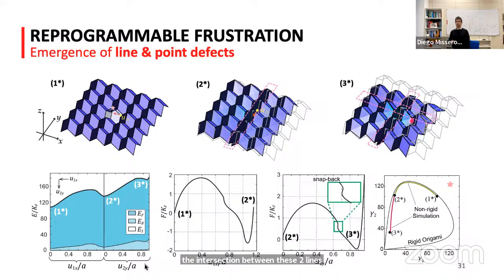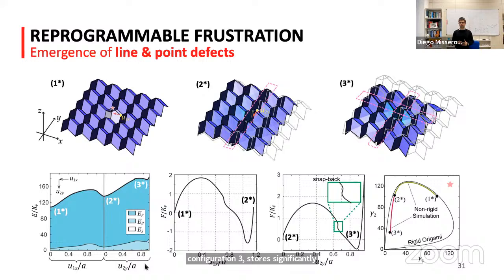This graph here represents the variation of the elastic energy stored in the assemblage during the transition process. And these terms here represent the folding energy in the creases, the bending energy in the panels, and the stretching energy in the panels again. But what I want to say is that examining the stored energy in the system during the entire process, from 1 to 2 to 3, we observe that the configuration 3 stores significantly more energy than 1 and 2.